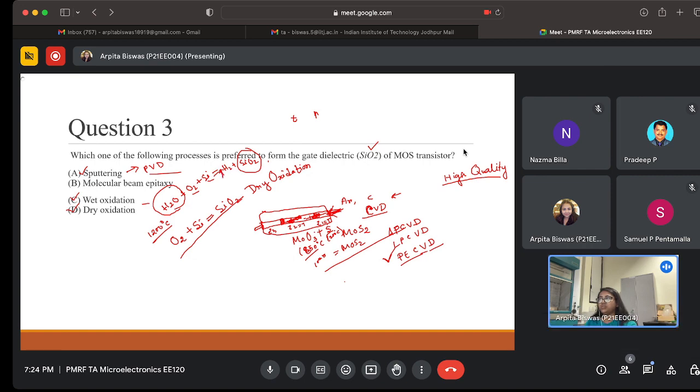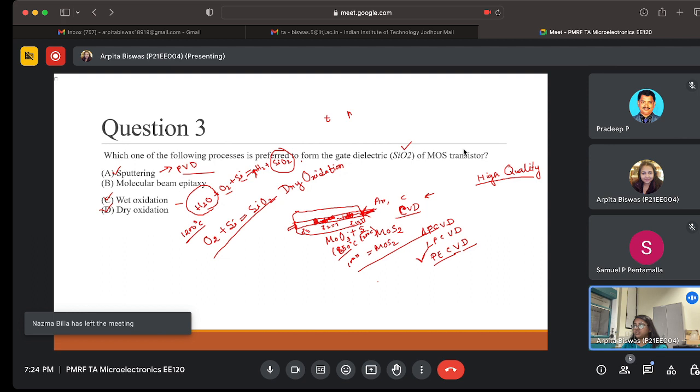That's why we are not using the wet oxidation process. But the dry oxidation process is very slow. It requires so much more time in comparison to wet oxidation, because here we only use O2, which reacts with silicon and produces silicon dioxide. The quality here is good because only silicon dioxide is produced, no hydrogen or anything else.